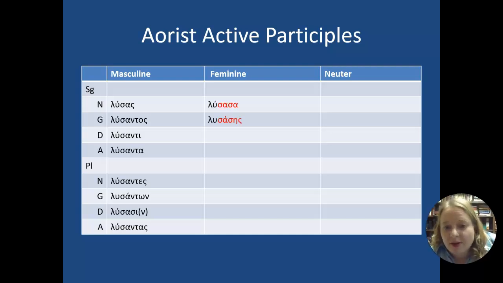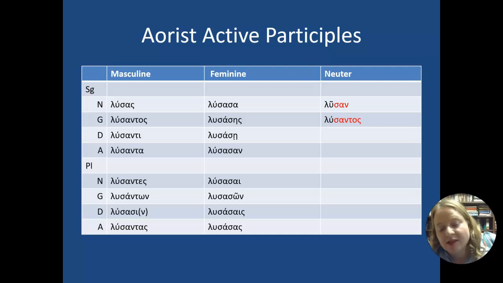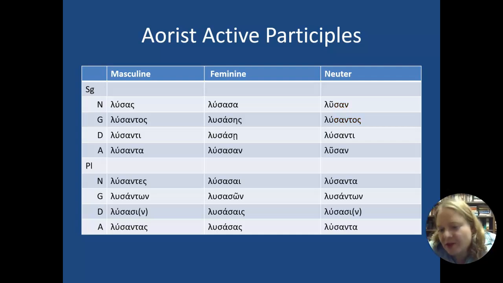Same thing for the feminine, lusasa, lusasēs, helps you know what to do. The rest of it you should be able to follow along with, because it follows the first declension nouns in the mixed form. The neuter, lusan, lusantos, again, you know what to do with it. It follows the neuter forms that we have seen all the way back to the second declension, way back toward the beginning of our textbook.